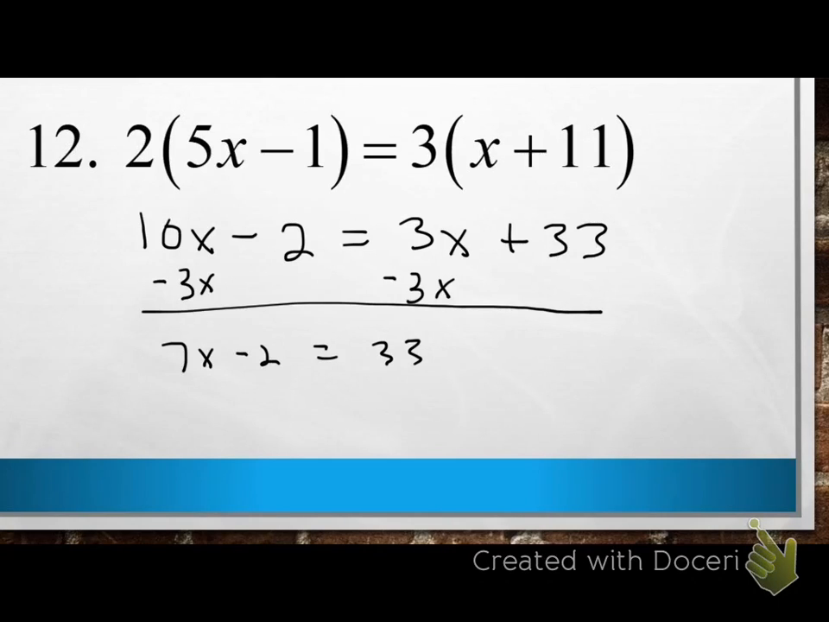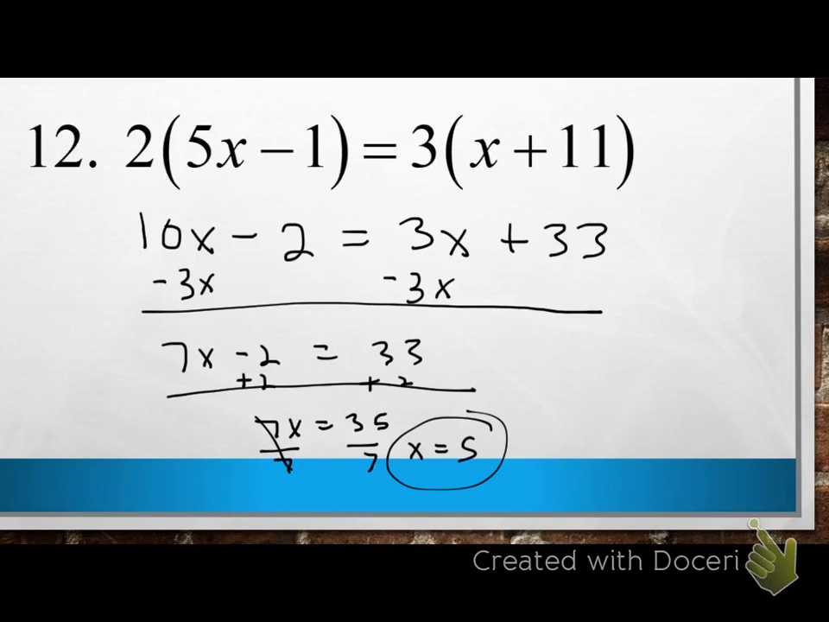Elise, give me the next 2 steps. And then I'll do what? Or do I need to write it out for you? I'll add 2. 7x equals 35. Go ahead, Elise. Finish it off. Divide both sides by 7. X equals 5. Nice.